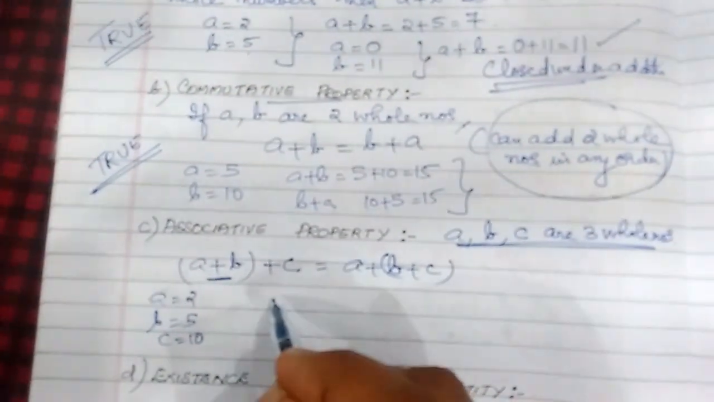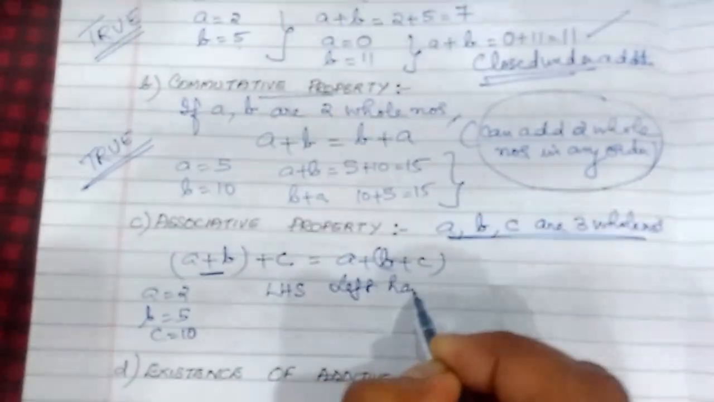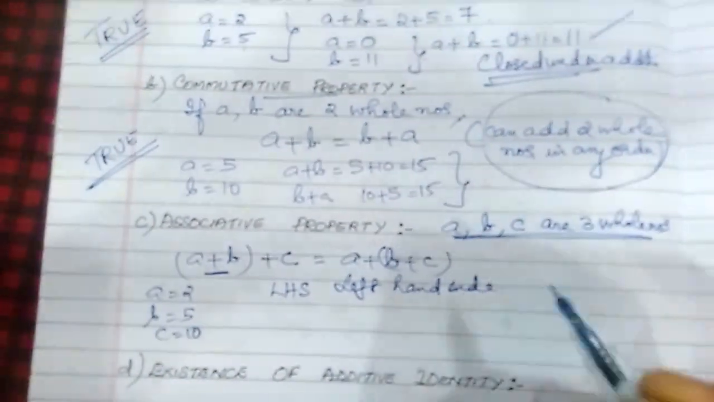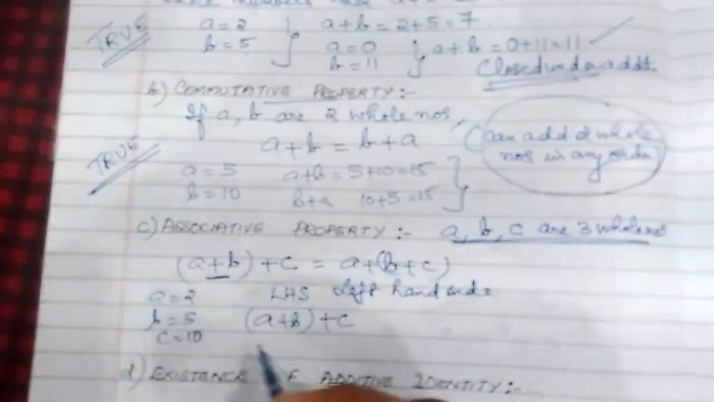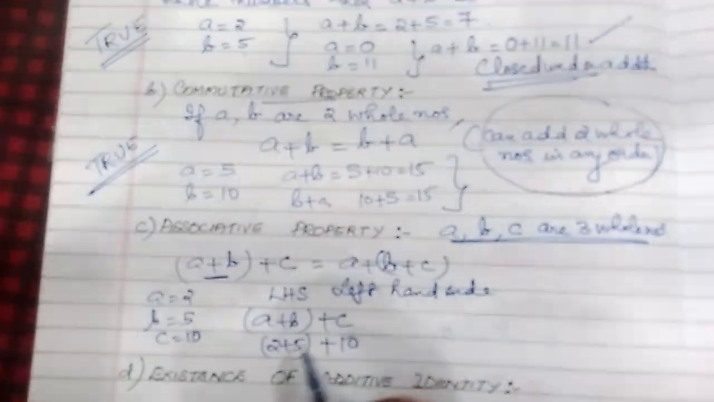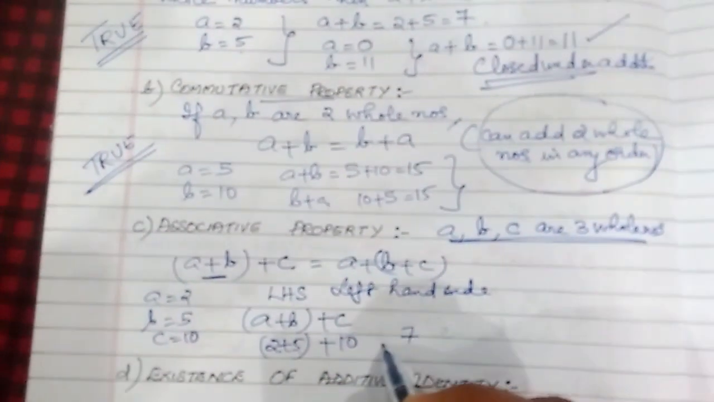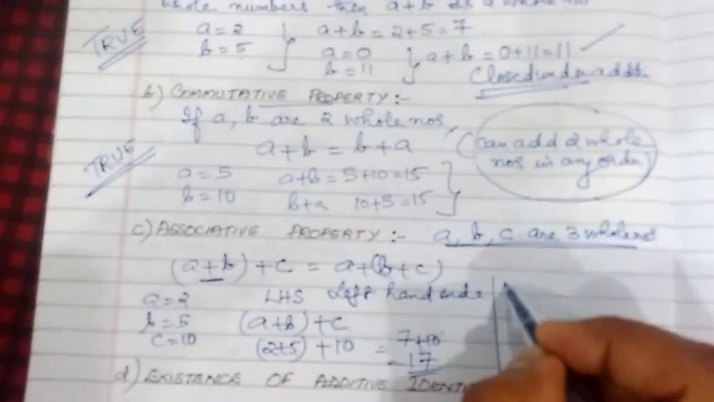Now what happens? LHS. LHS means left hand side. Okay. So left hand side, what is given? (A plus B) plus C. What is A plus B? (2 plus 5) plus 10. First you will add the bracket. So it is 7 plus 10. What is 7 plus 10? It is 17. Now we will come to the right hand side.